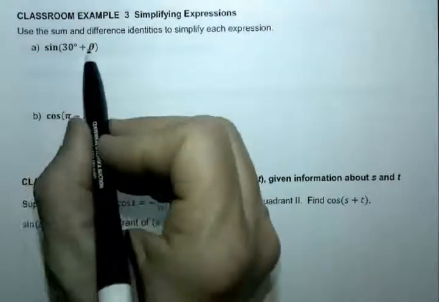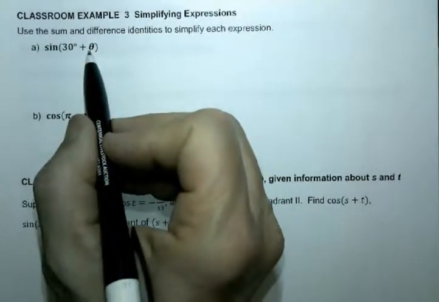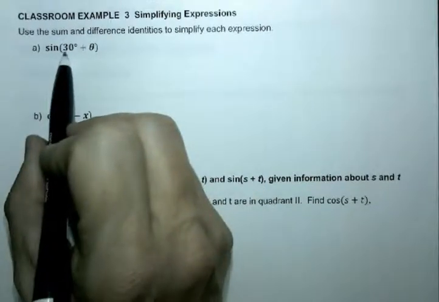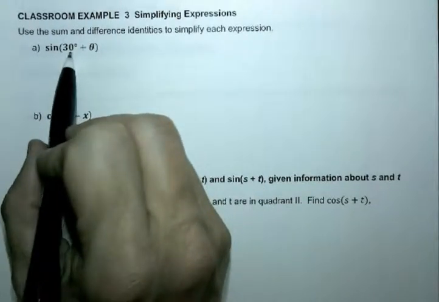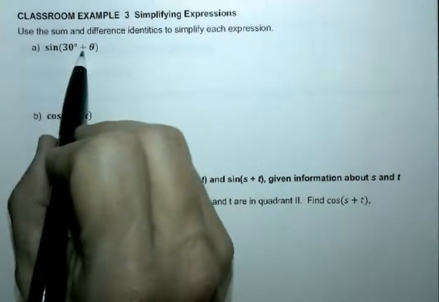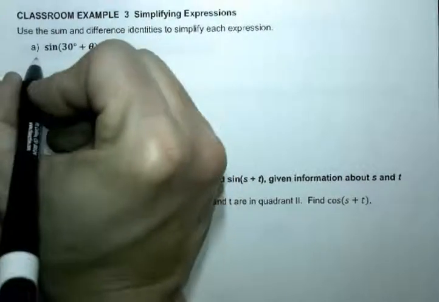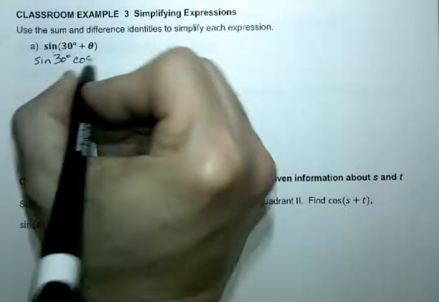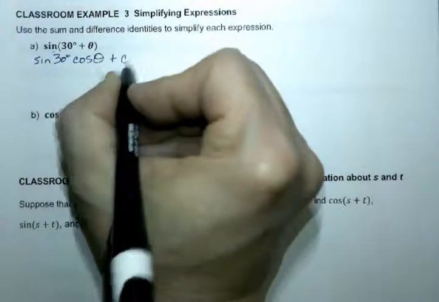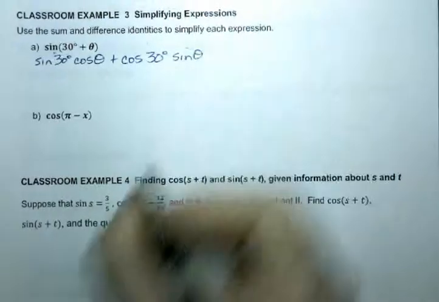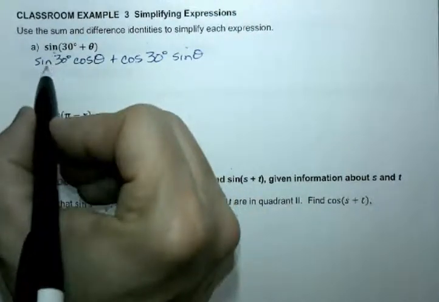Another thing we can do with these is just use them to simplify expressions. In this case, we have one angle that's a special angle, 30 degrees, and the other one was an unknown angle. We can use the sum identity for sine to write this out. We would have the sine of 30 degrees times the cosine of theta plus the cosine of 30 degrees times the sine of theta. We can substitute in the values that we know.